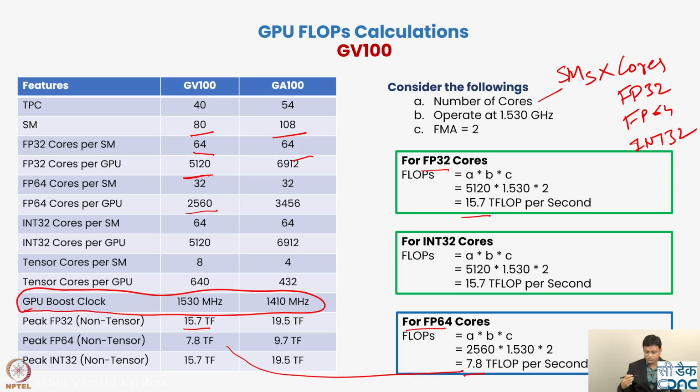That also gives you the idea that as you change the data type, from 32 bits to 64 bits, it impacts the performance.